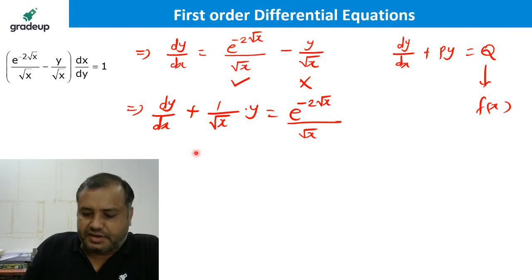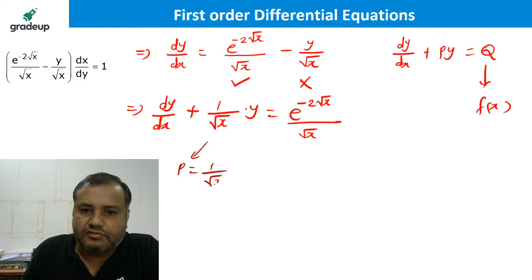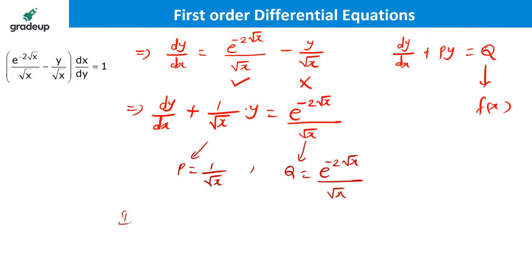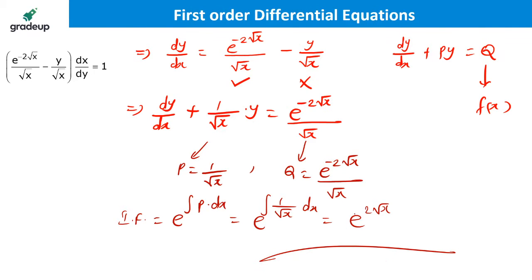So I got this pattern. Now I have got P and Q. What is P here? 1 by root x. What is Q? E raised to minus 2 root x upon root x. Now IF, e to the power integration P dx. So IF is e raised to 2 root x. Now we can find the solution.